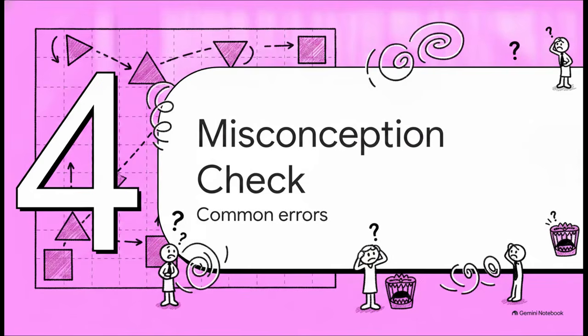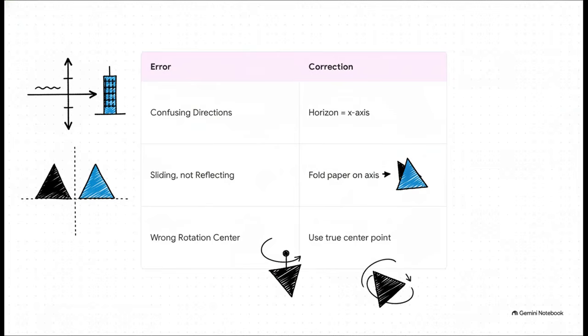Section 4, Misconception Check. Before we go any further, I want to point out a few traps that students frequently fall into when mapping these compositions. First, people often confuse horizontal and vertical shifts. Just remember, horizon literally sounds like horizontal. That's your flat x-axis. Another huge common error is accidentally sliding a shape when you're actually supposed to reflect it. To fix this, visualize literally folding your graph paper along that axis of reflection. And finally, for rotations, students often mistakenly pivot the shape around one of its own corners. No, you've got to always anchor your movement to the true center point. So map those coordinates carefully.